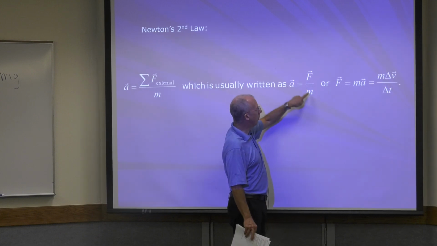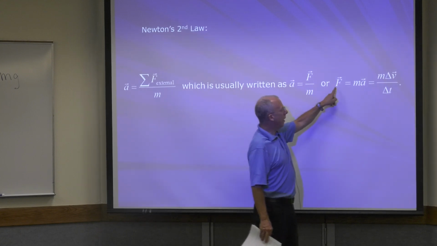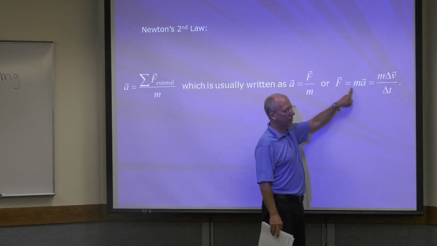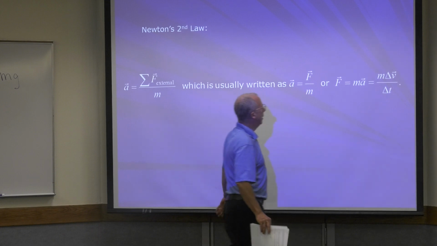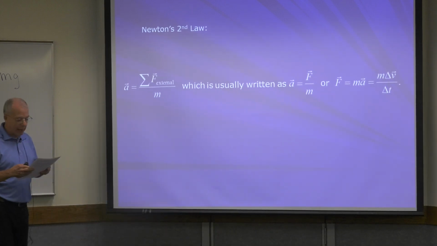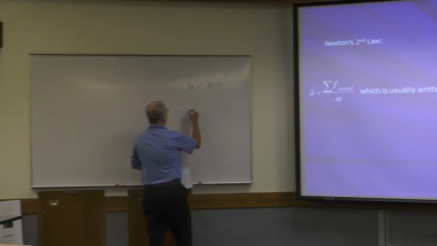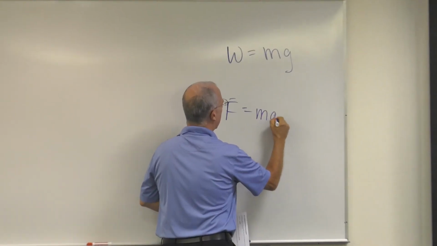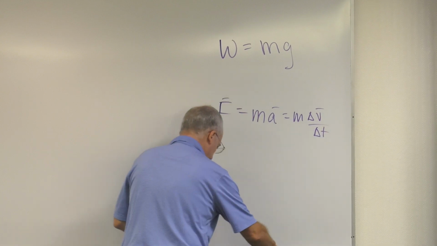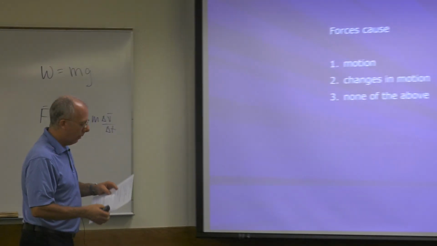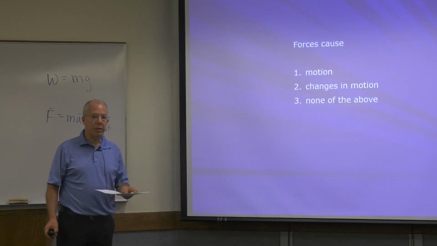So a equals F over m. You don't usually see it like that either. So multiply both sides by m, and you get F equals ma. That's how we usually see it in a textbook, right? F equals ma. And of course, don't forget a is delta v over delta t. So that's probably the most important equation in all of classical physics. F equals ma, which is m delta v over delta t. All right. So here's a question for you. Forces cause what? So pause your video and answer the question.